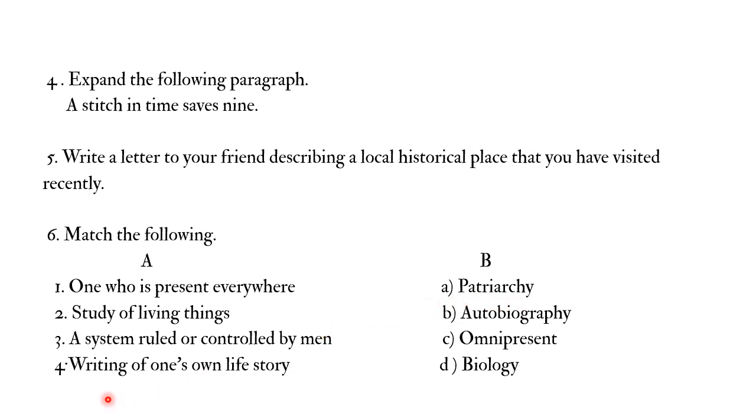Writing of one's own life story. So auto is own, okay. Graphy is related to writing. Bio, life. So one who writes one's life history, life story, that is called autobiography. So one who is present everywhere is omnipresent. Study of living things is biology. A system ruled or controlled by men is patriarchy. Writing of one's own life story is autobiography. If we write somebody else's story, that is called biography.